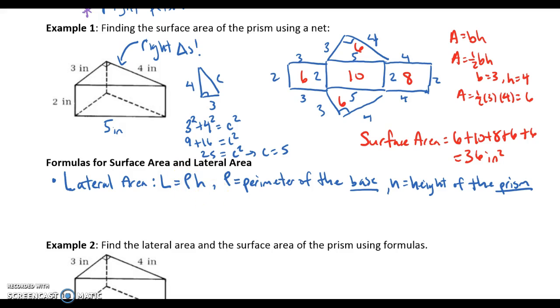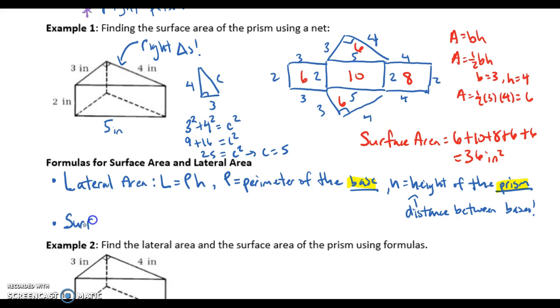Here's what's really important. The definition of perimeter isn't perimeter of anything, it's the perimeter of the base, okay? H for height isn't height of one of the faces, it's the height of the prism, which is that distance between the bases. Okay? Lateral area is important because you need to find surface area.